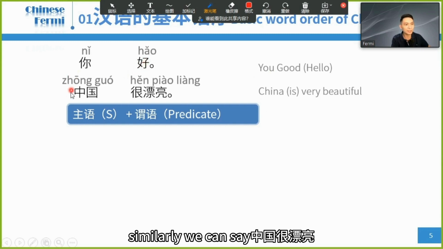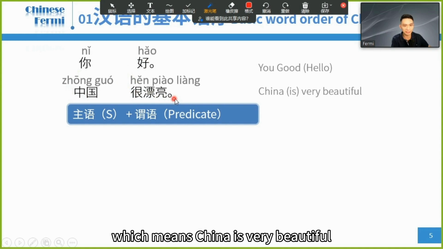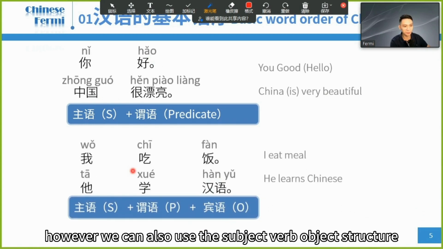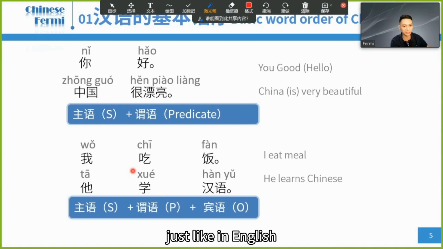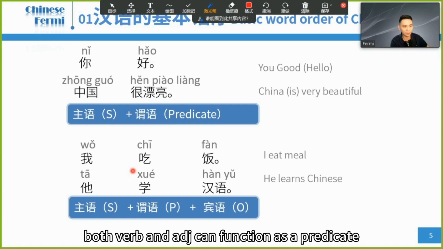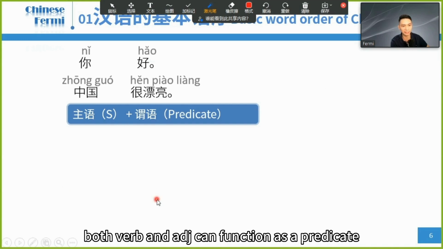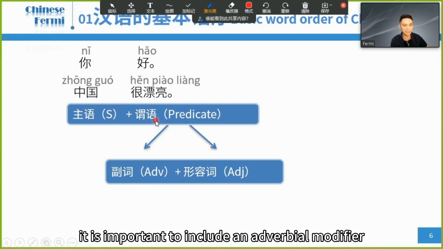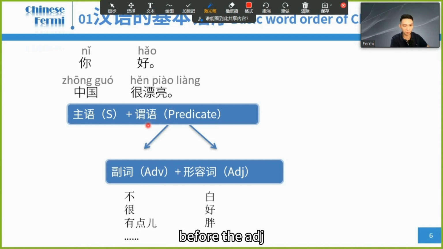Similarly, we can say 中国很漂亮, which means China is very beautiful, in Chinese without a linking verb. However, we can also use the subject-verb-object structure just like in English, where the verb acts as a predicate. In English, we primarily use a verb as the core of a sentence, while in Chinese, both verb and adjective can function as a predicate. If we look further, we will discover that when using an adjective as a predicate in Chinese, it is important to include an adverbial modifier before the adjective.